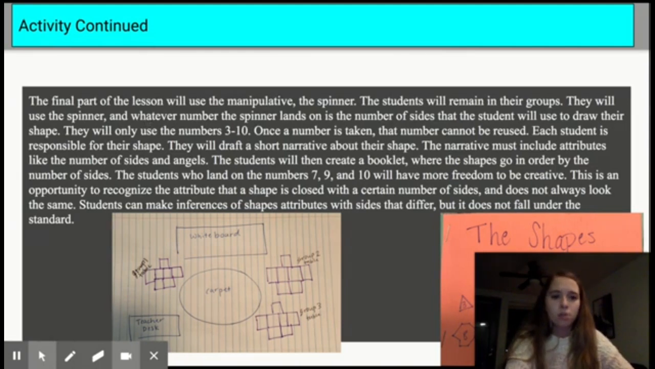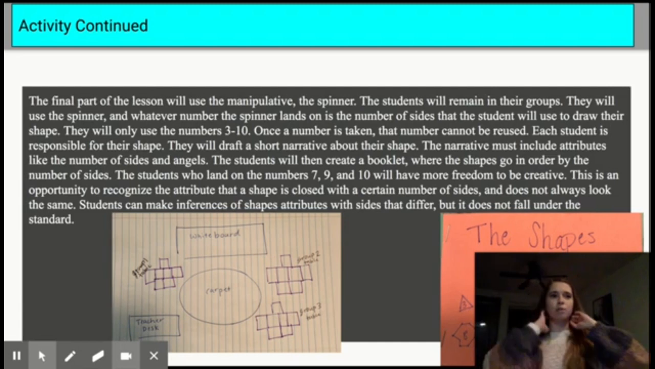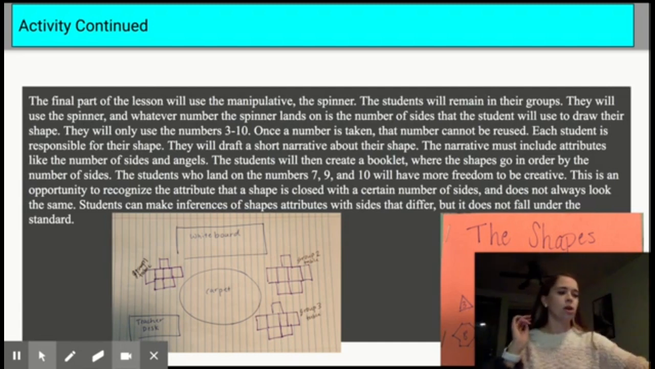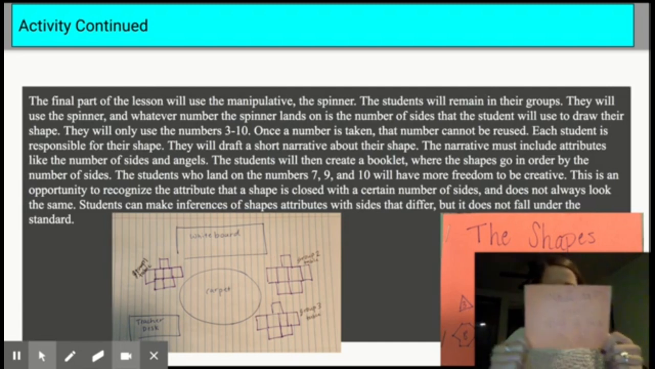And so if the virtual manipulative spinner lands on 3, then the student would know that they have a triangle, and that is the shape that they are dedicating their short narrative to. And so they will talk about the attributes that come along with that shape, the sides of that shape, and then they can give a short little fun thing of like where you find triangle shapes or what the triangle is feeling. So we have the shape diaries here.